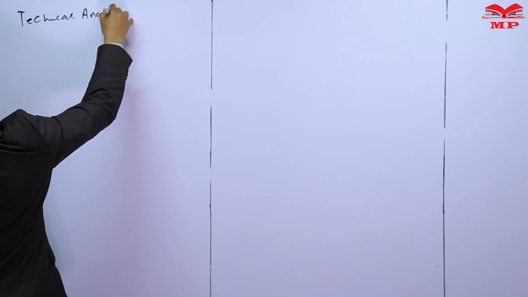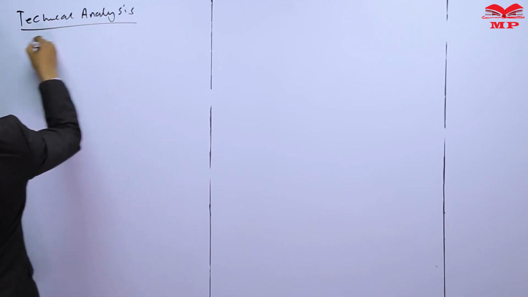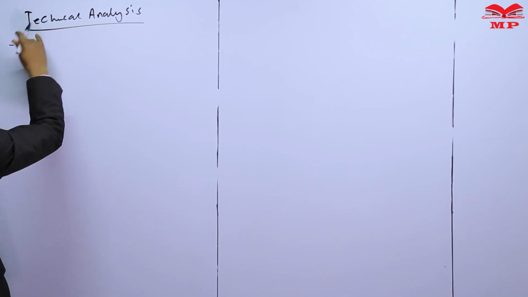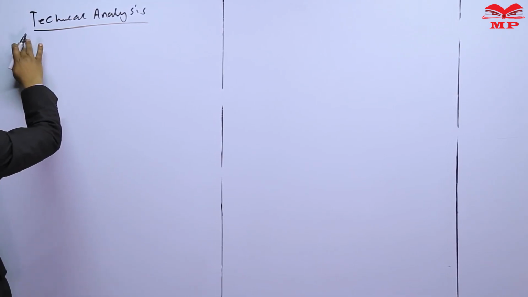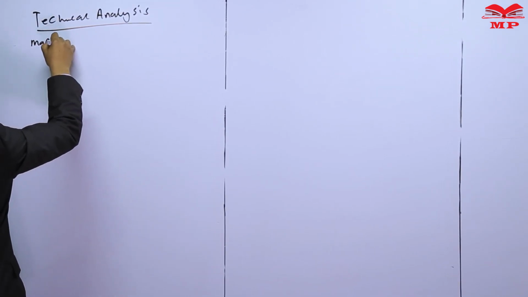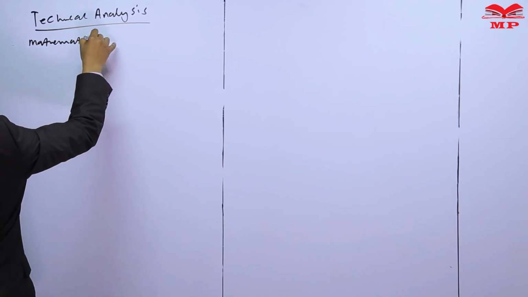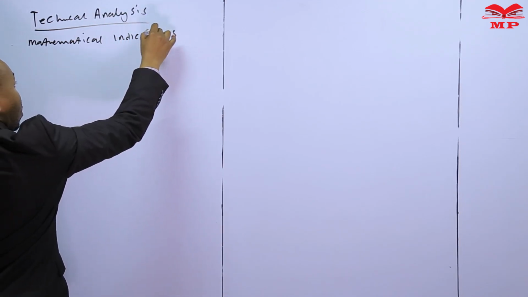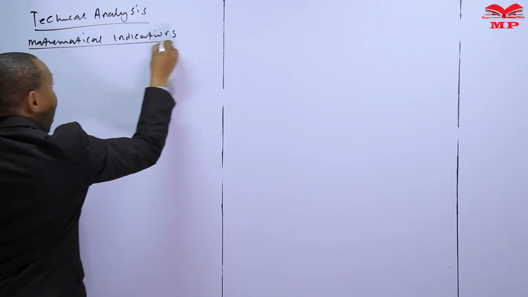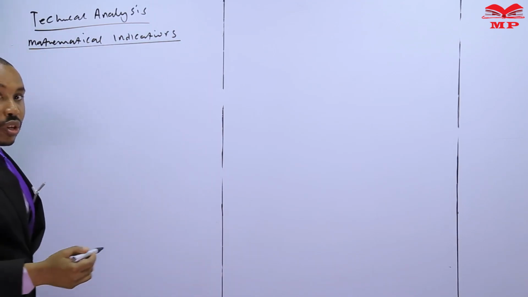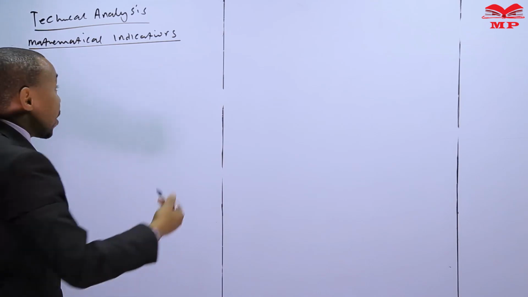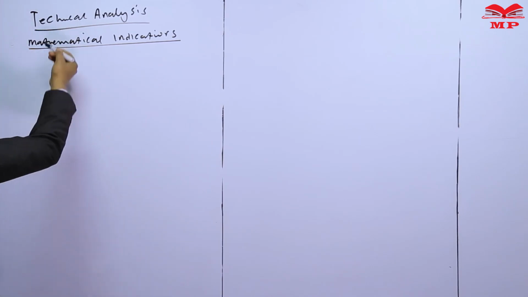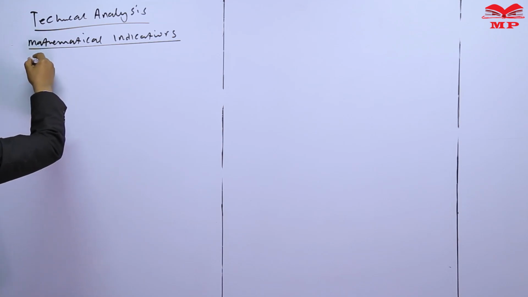Analysis. We will be looking at the moving averages. Under the moving averages, we are looking at the mathematical indicators. These mathematical indicators are what technicians use to try and infer an uptrend or a bullish market or a bearish market. We had already explained that in our previous lessons.